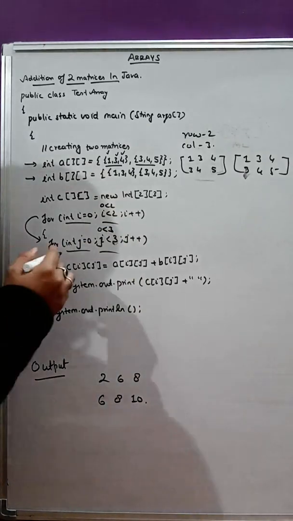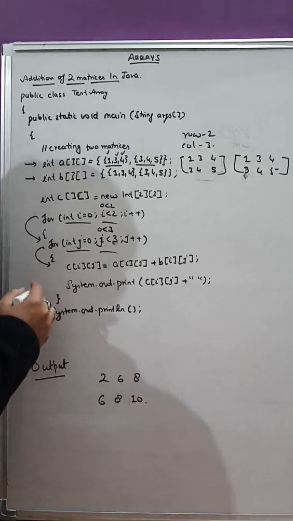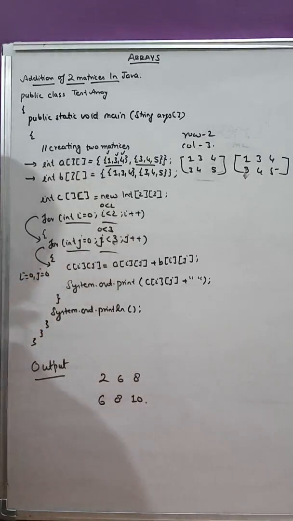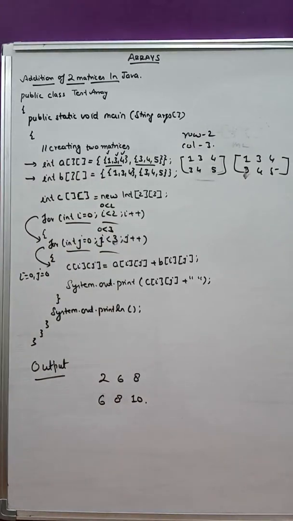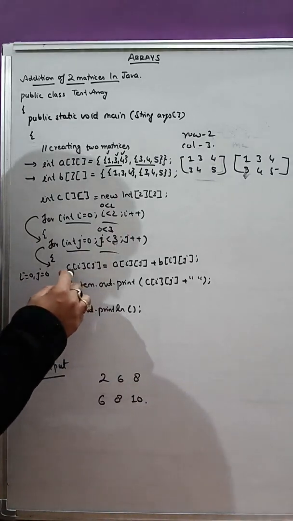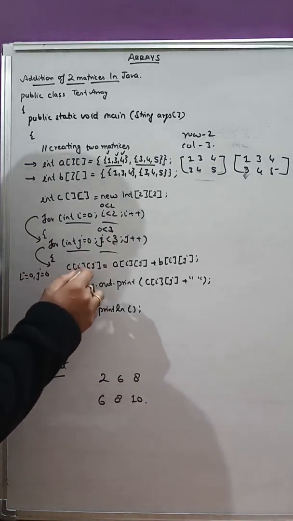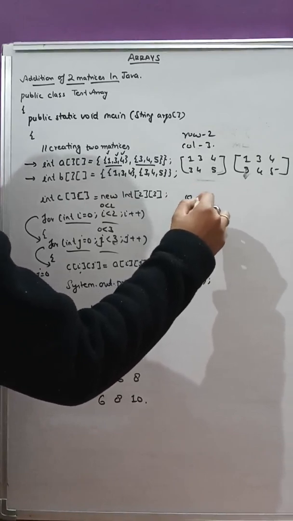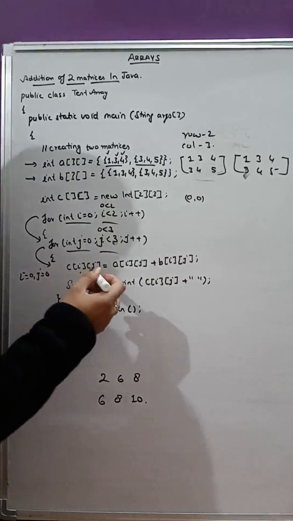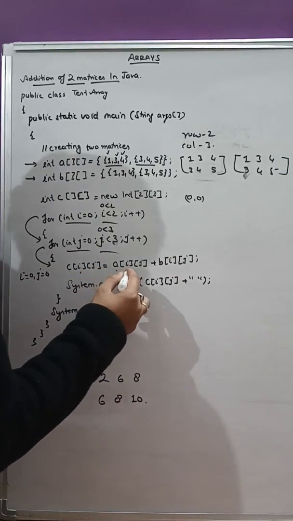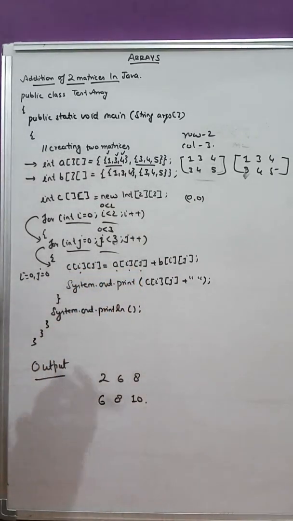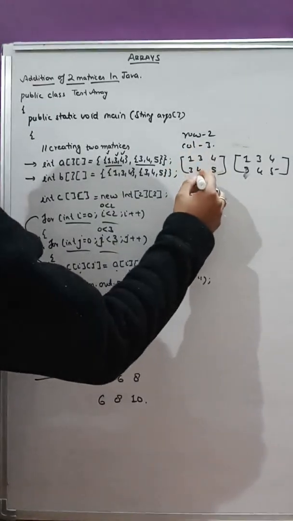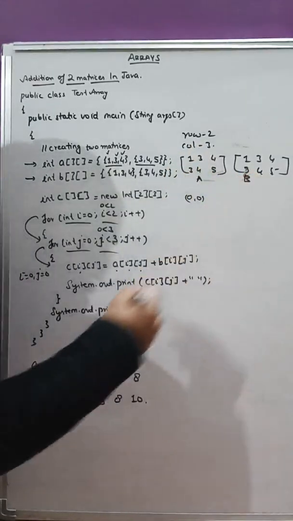Now when you come inside this for loop, the value of i is equal to 0 and j is equal to 0 for the very first time. So over here c of 0, 0, that means the 0, 0th index, we are discussing. On the 0, 0th index you have to add the 0, 0 index elements of A and B. This is the A matrix, this is the B matrix over here.